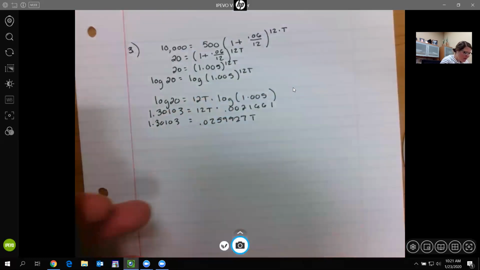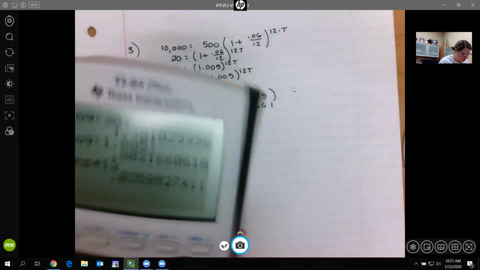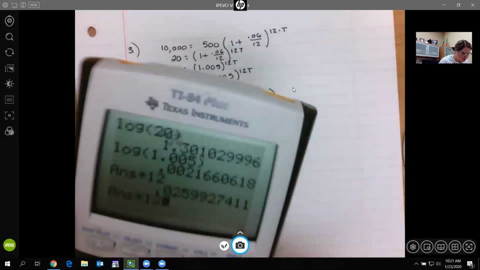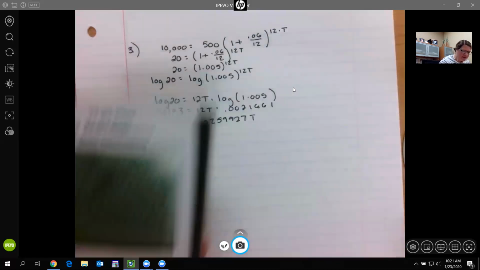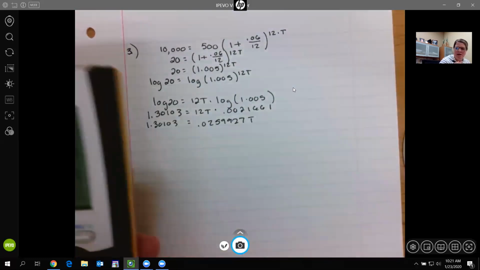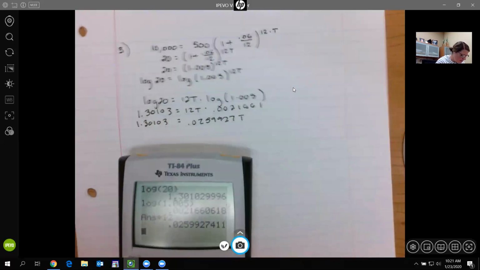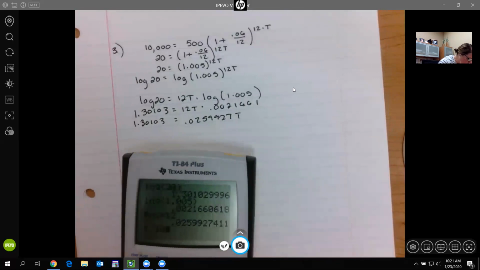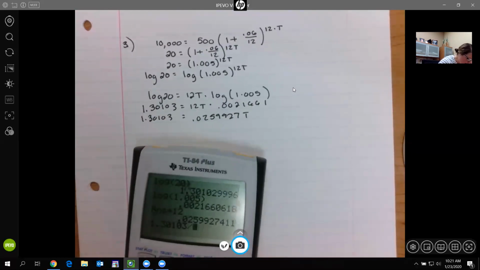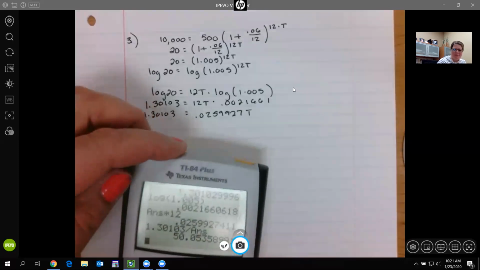Okay, now I can divide. You can actually scroll. Oh, I thought you could. Nope, this calculator won't. It's not smart enough. Some of them you could scroll up, grab that number, and divide. Then it's in exact form, but it's okay. So we're going to type in 1.30103, and I'm going to divide it by my last answer, and I get 50.05.